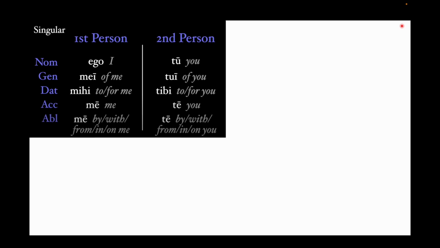So here we go. Here's the first and second personal pronouns in the singular versions. So for the first person, I, of me, to or for me in the dative, me in the accusative, and by, with, from, in, on me in the ablative. So the Latin words are ego, mei, mihi, sometimes pronounced mihi, me or me. And then for the second person, which is you, it's tu, tui, tibi, te, and te.